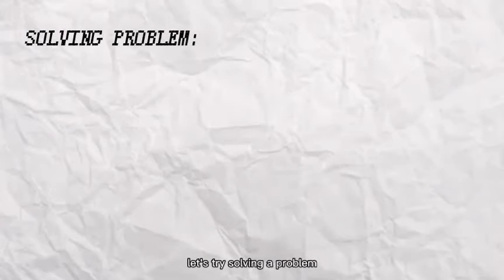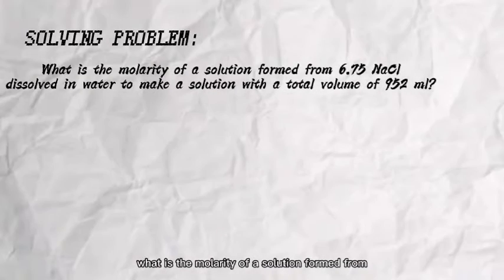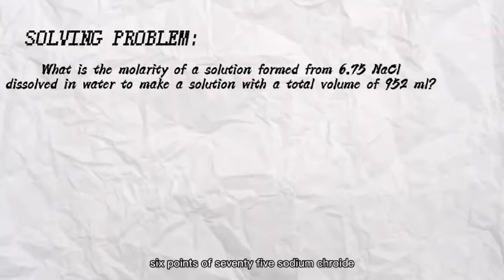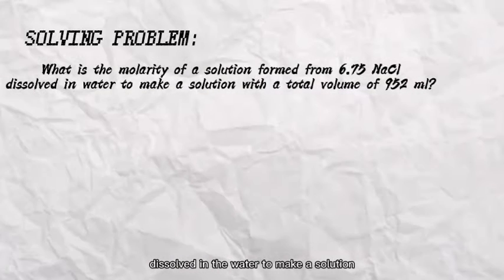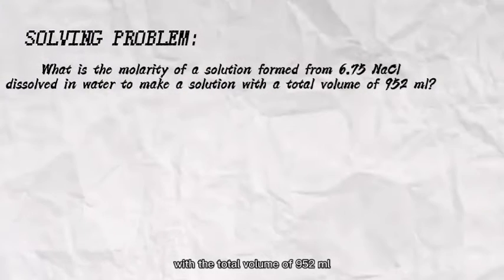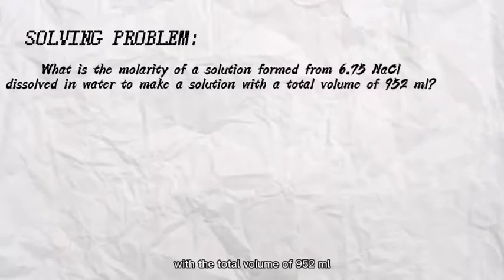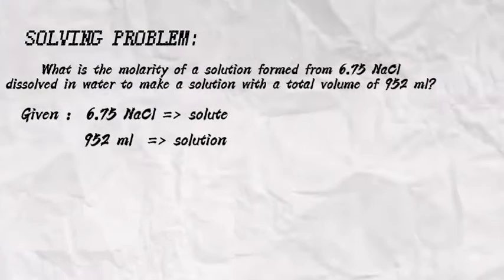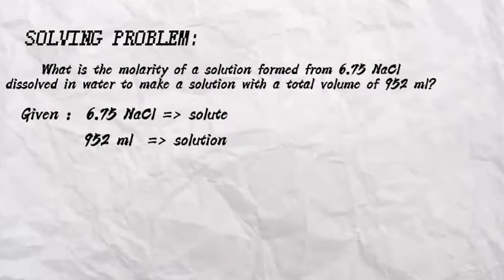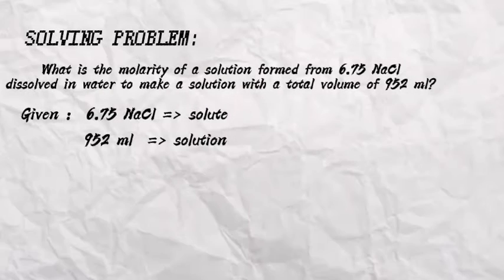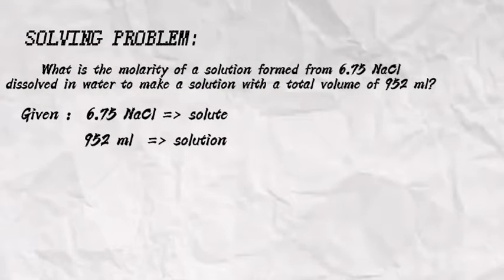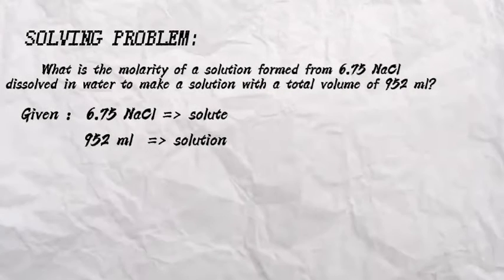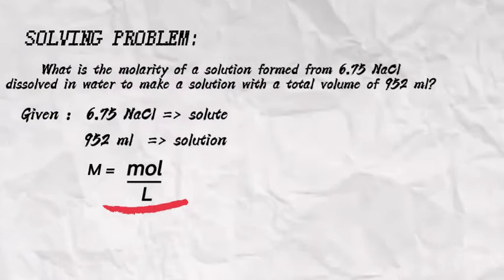Let's try solving a problem. What is the molarity of a solution formed from 6.75 grams of sodium chloride dissolved in water to make a solution with a total volume of 952 ml? So it's given 6.75 grams of sodium chloride, which is the amount of solute, and 952 ml, which is the volume of solution. To find the molarity, as I've mentioned earlier, use the formula of molarity.